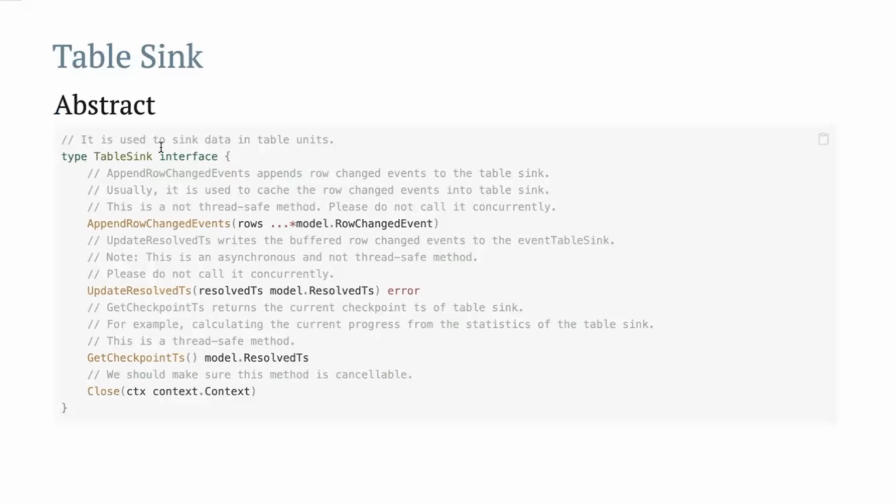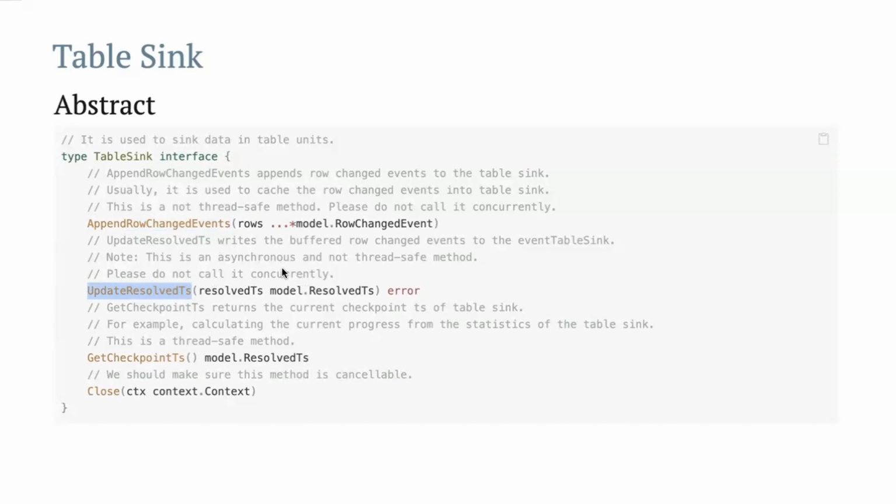After this abstraction, we can check out the code. As you can see, the table sync interface is super simple and easy to use. There are just four methods you need to know. First up, we got the append row change events method. This one is used to store any row change in the table sync. The next one is the update resolve TS method. This method writes all of the cached row change events to the event sync.